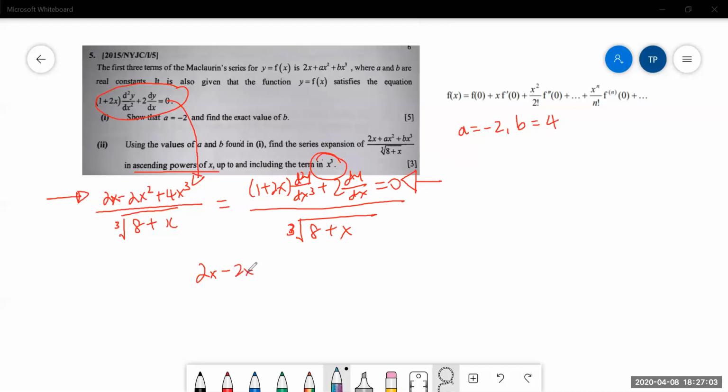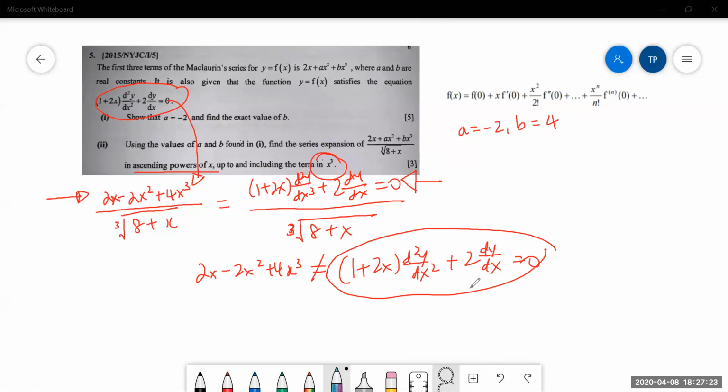2x minus 2x squared plus 4x cubed is not equal to this. Do you know that? It's not equal to this. This is y. Sorry, this is y. This thing has been differentiated twice. We differentiated this thing twice to get here. How can you equate it?